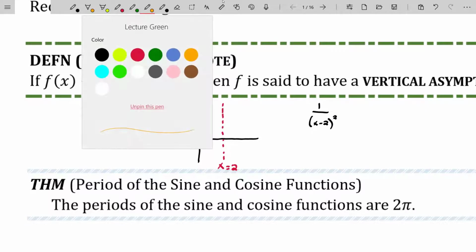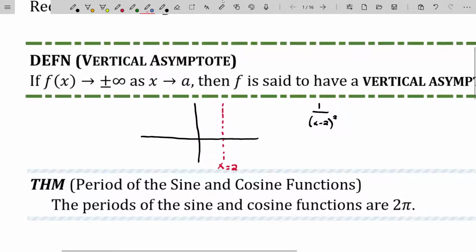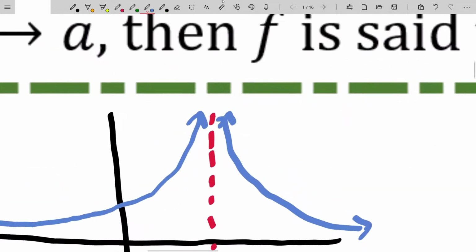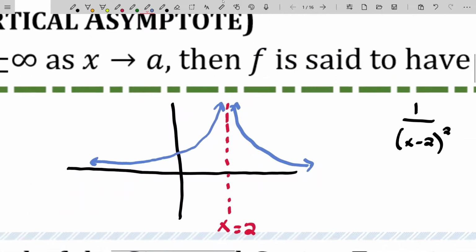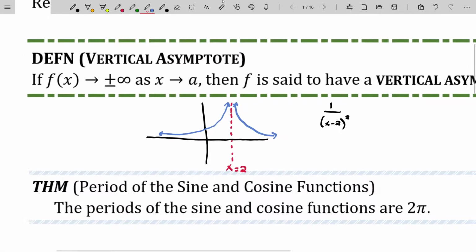Let me change my ink color here. Looks like this. So you could see that on either side of this asymptote, the function is climbing to infinity. Technically speaking, it doesn't need to be both sides of the asymptote where the function tends to infinity for it to be a vertical asymptote. It only needs to be one side, but both sides is fine too. All right. So that's one thing we need to recall.